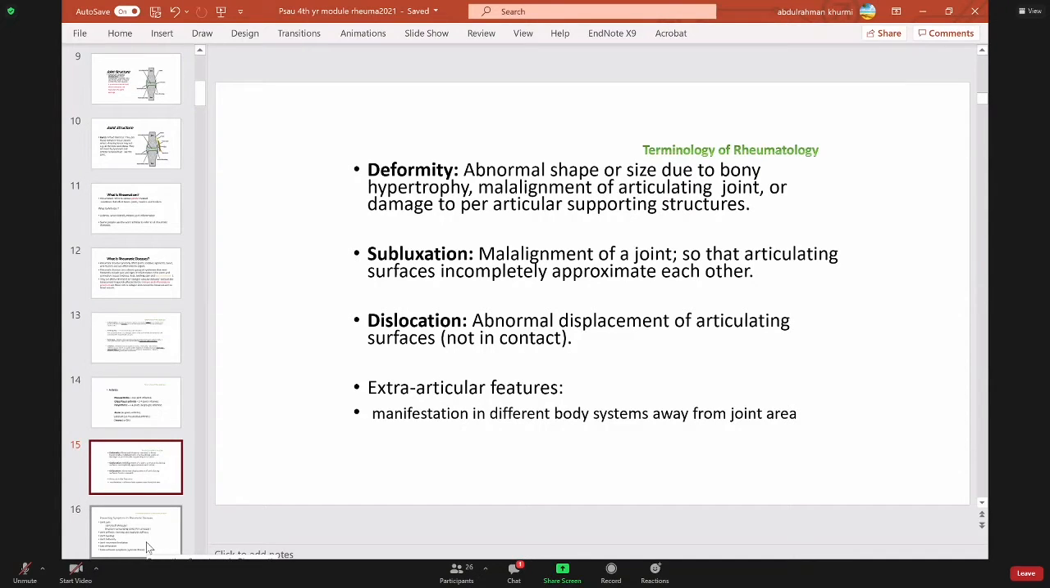So what is the difference between subluxation and deformity? Deformity means a change in the shape, and subluxation is just malposition or alignment. Okay?